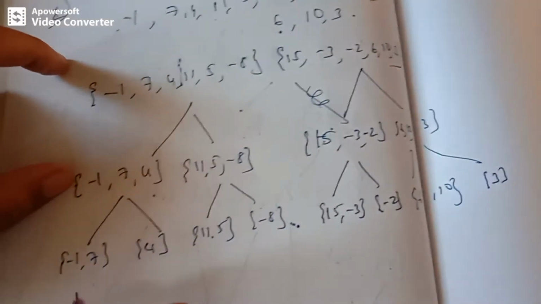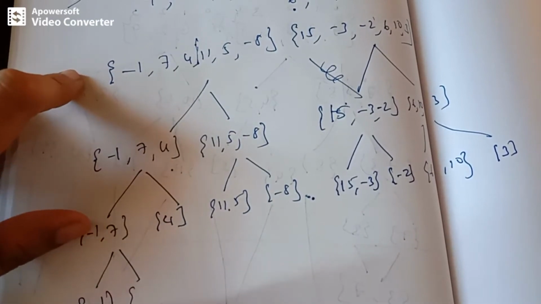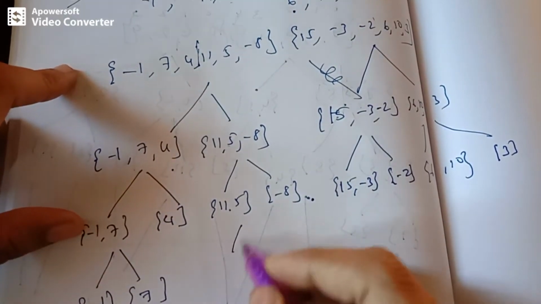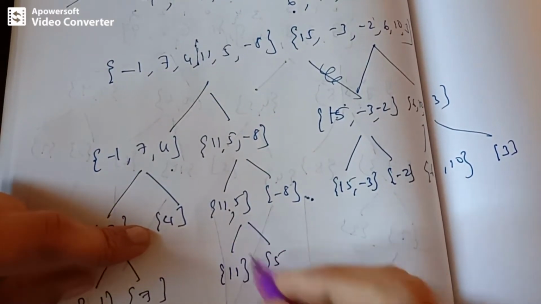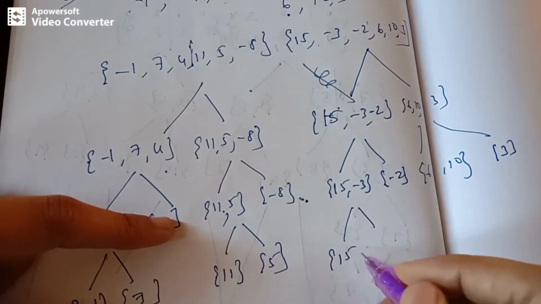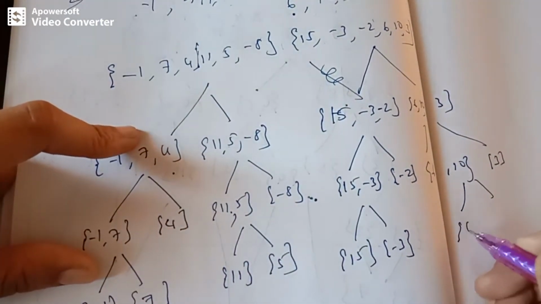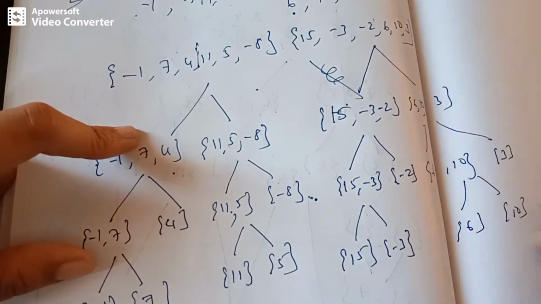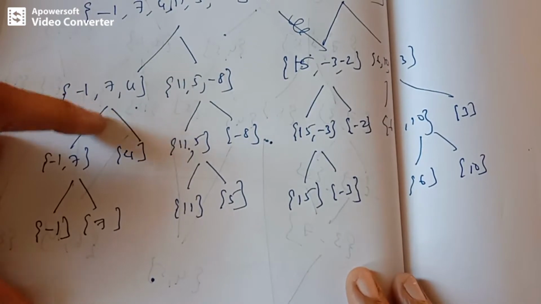Next I still have to divide them until I get a single element. So this is the single element. There are two elements here, so I am going to split them until I get the single element 15 and then minus 3 here. Once again this is split into 6 and 10. Till now the process of splitting has stopped.